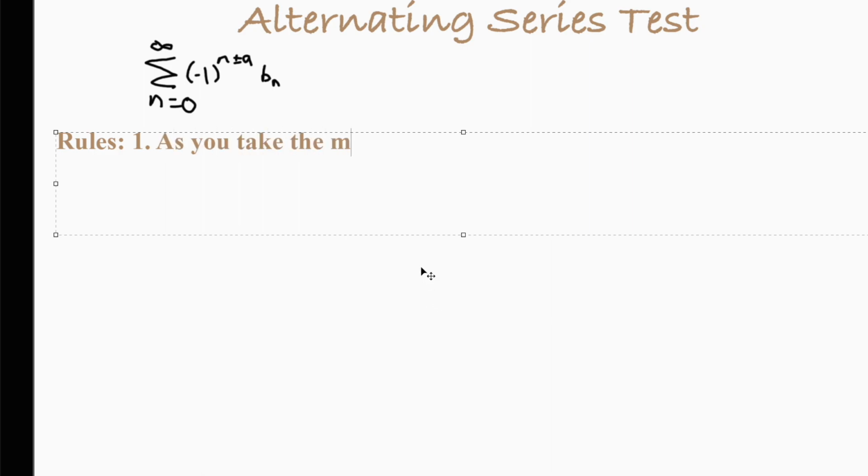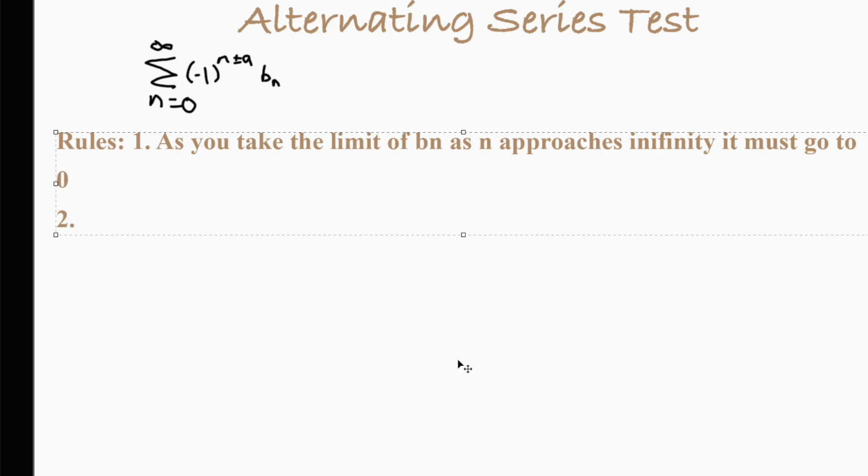In this video we're going to be discussing the alternating series test. Above you can see the general format. It's the sum from n equals 0 to infinity of (-1)^(n plus or minus a) times b sub n. We have to be sure that as you take the limit of b sub n as n approaches infinity it equals 0, and secondarily that b sub n needs to be decreasing.